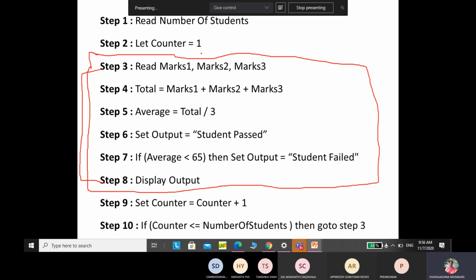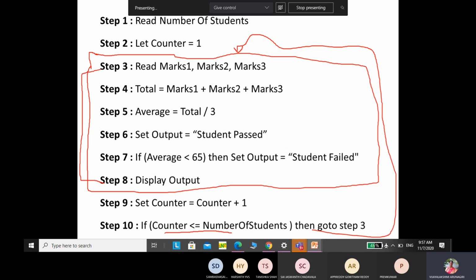So that I'm taking. And to track how many times we have executed these steps, first we initialize the counter value equal to 1. Every time after taking one student's mark and calculating the average, I have to increment my counter, and check whether my counter value has reached the number of students or not. If it has not reached the number of students, then I have to go to step 3 and repeat again. This is called the iterative process. Clear?